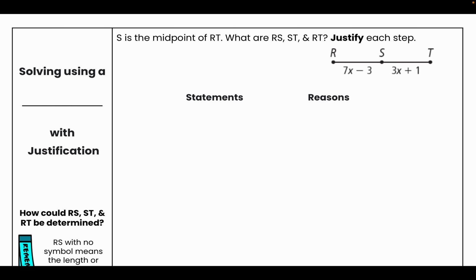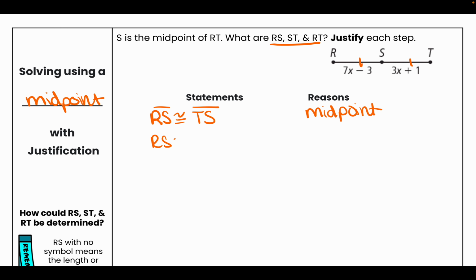Okay, so we're going to be solving using a midpoint with justification. S is the midpoint of RT. What are RS, ST, and RT? Justify each step. Because it's a midpoint, we know that these two segments are congruent. So RS is congruent to TS, and that is from midpoint. Then we know that RS is equal to TS. That is from congruent segments.